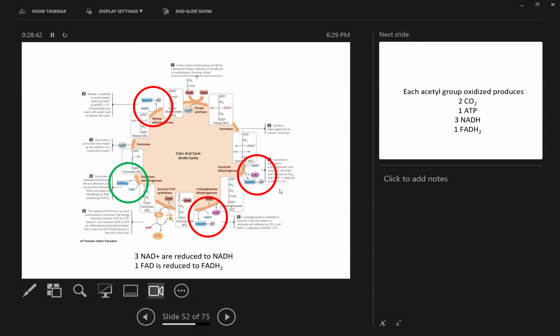So Hans Krebs discovered this cycle in 1937, and he got a Nobel Prize for it in 1953. So the amount of work that he had to have done back in those times is pretty amazing. 1937 is when he discovered it or published it, and then he got the Nobel Prize in 1953. And then they renamed it. I don't know why they would do that, but they did.